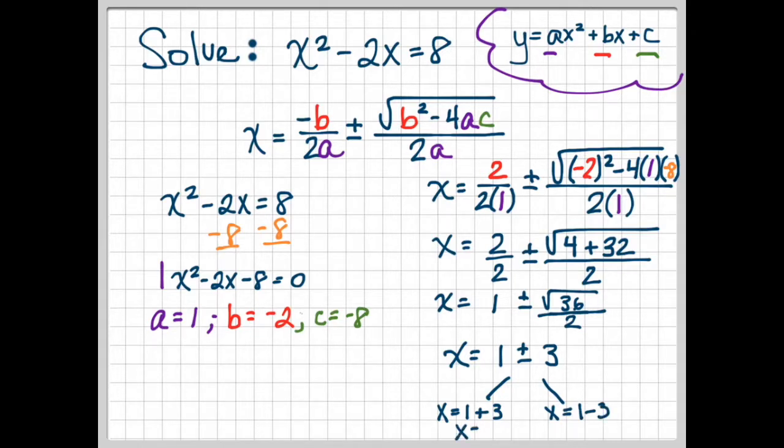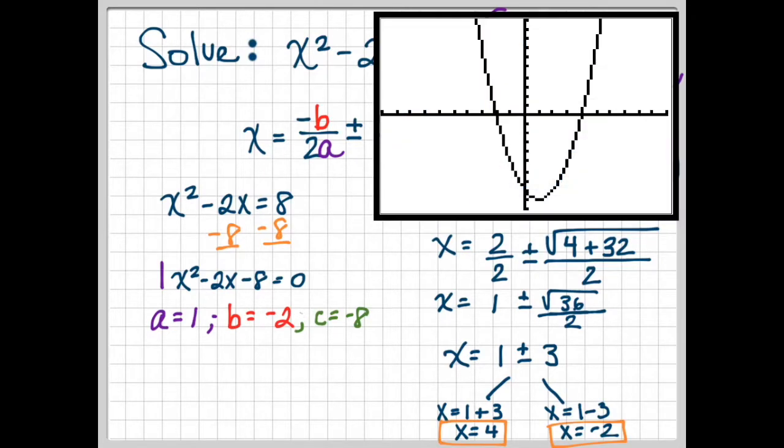So my two solutions would be x equals 4 and x equals -2. So in this case, we're going to have two solutions. You can see up in the right-hand corner, I have a picture of the graph of x squared minus 2x minus 8. And you can see that that parabola crosses the x-axis at both 4 and at -2. That's really what we're solving for, is where the graph is going to cross that x-axis when we set it equal to 0. So let's try another equation.